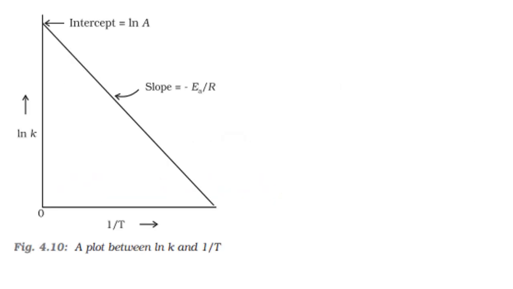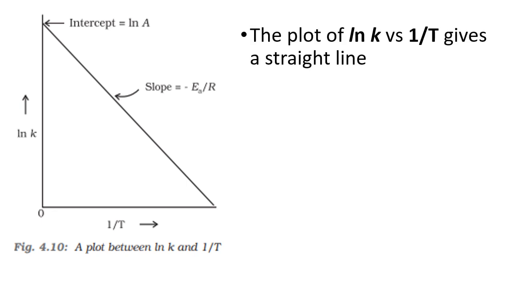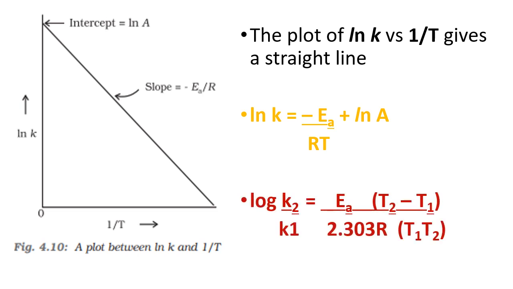This is a graph between ln of k versus 1 divided by T, which gives a straight line with intercept ln of A and slope equal to minus Ea divided by R. This plot gives the equation ln of k is equal to minus Ea divided by RT plus ln of A. And rate constants at different temperatures can be calculated by using the formula log of k2 by k1 is equal to Ea into T2 minus T1 divided by 2.303 R into T1 into T2.